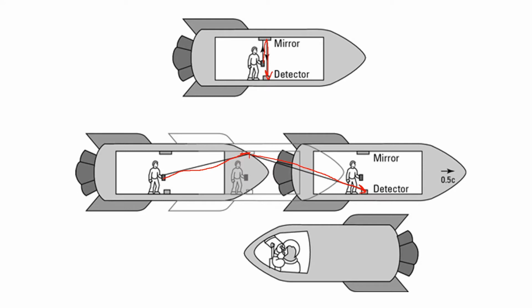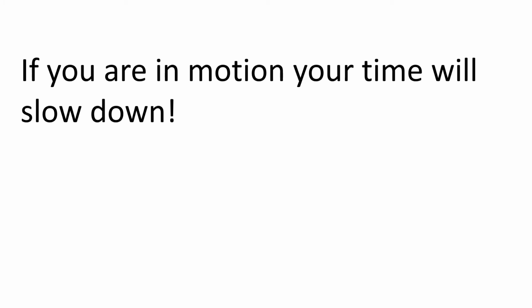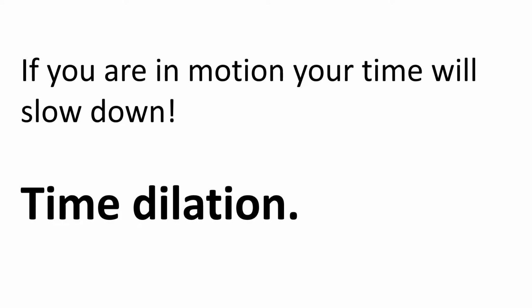In our demo, we determined the speed of the tennis ball was relative to the observer, but not in this case because light can only have one speed. Well, if the speed of light is constant and the path is longer, there's only one other thing that we can change here, and that's time. And that's exactly what happens. If you are in motion, your time will slow down. This is referred to as time dilation. And this is probably one of the weirdest things about relativity.